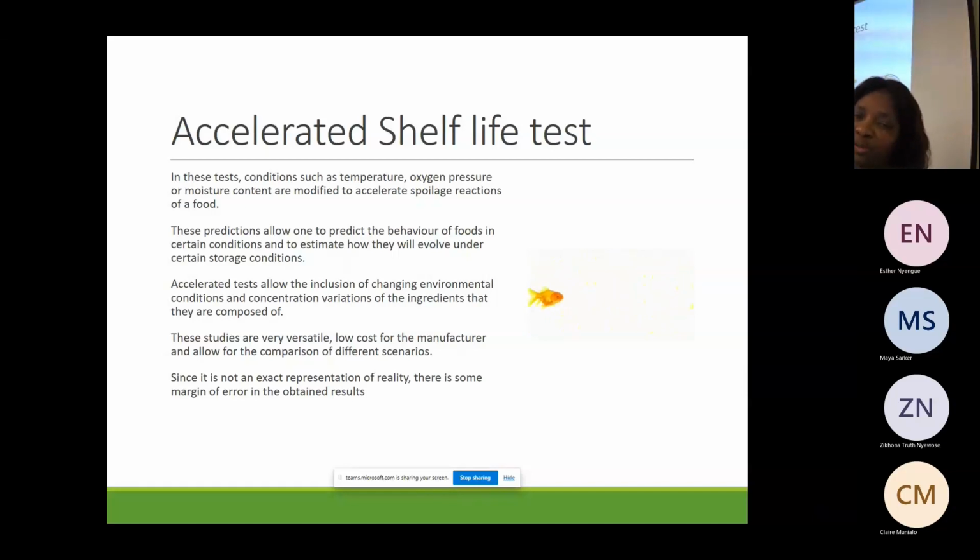And after all these storage conditions, they can say these conditions should not be used for this product, and these conditions can be used. The studies are very versatile, very low cost for the manufacturer, and also allow for comparison of different scenarios. So you can do one study in the UK, one study in South Africa, then change to say, if this product has been shipped from one region to another, what will happen when it comes to its shelf life.